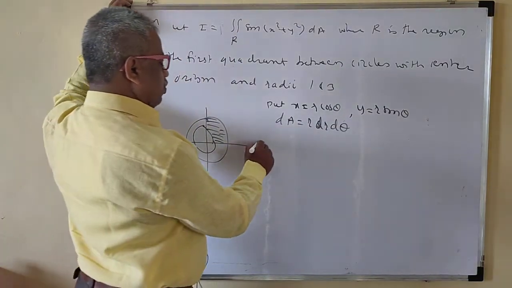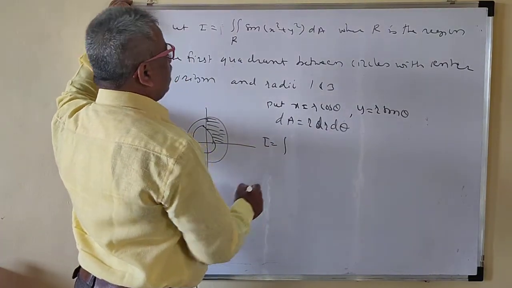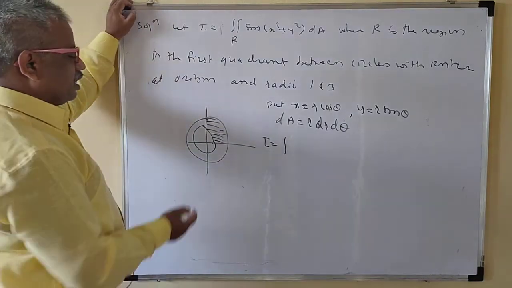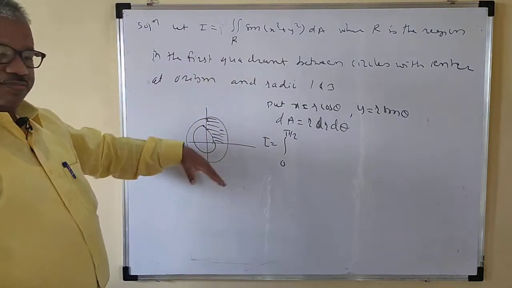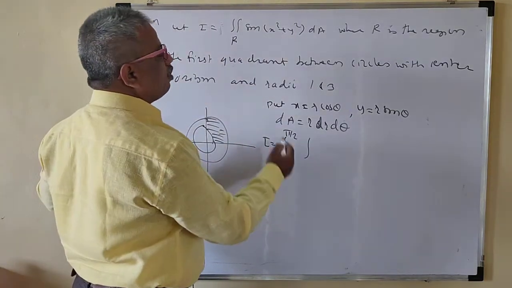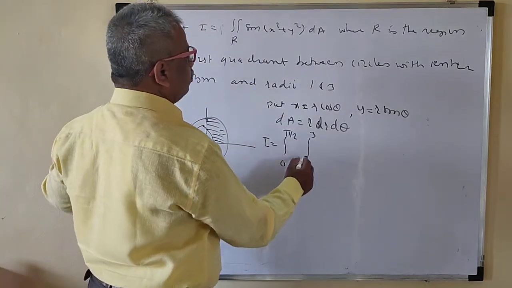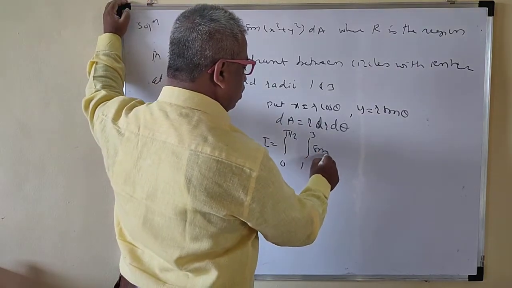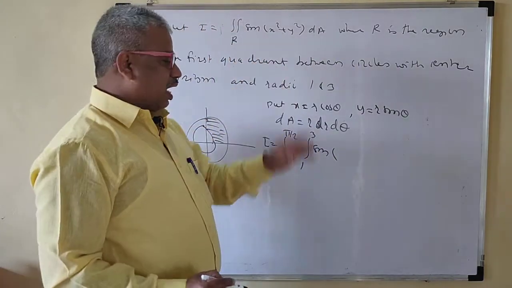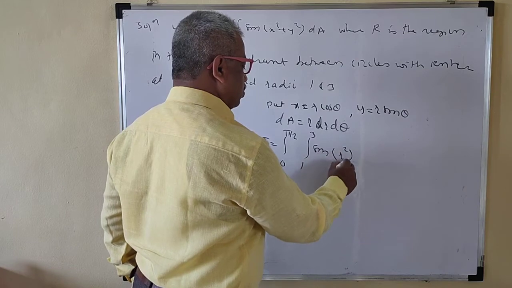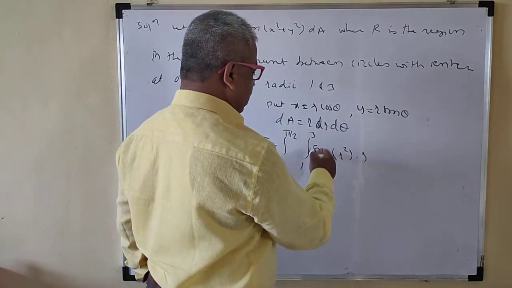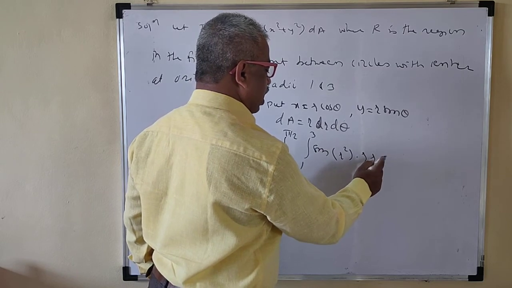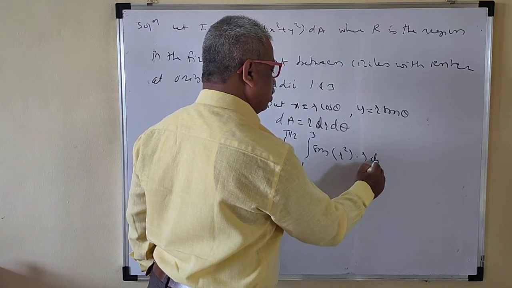Therefore I is equal to the integration. What are the limits of theta? 0 to pi by 2, because we are in the first quadrant. Now the limits of r are 1 to 3. Sine of, you know that x square plus y square is r square, so sine of r square, into r. So r dr.